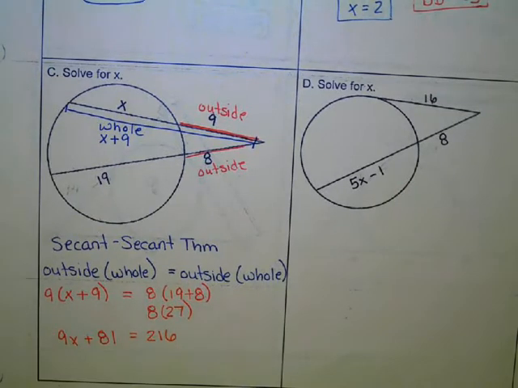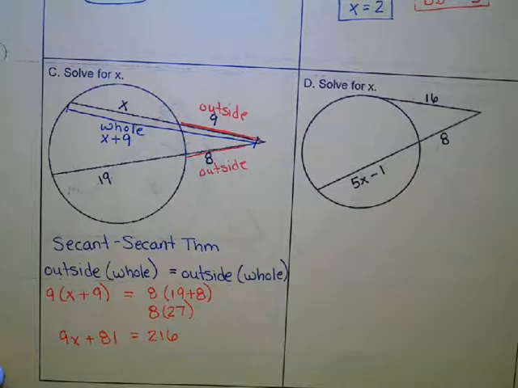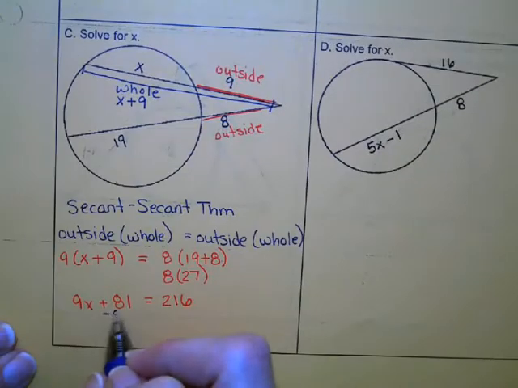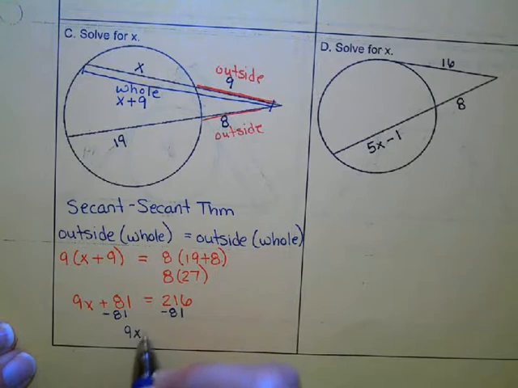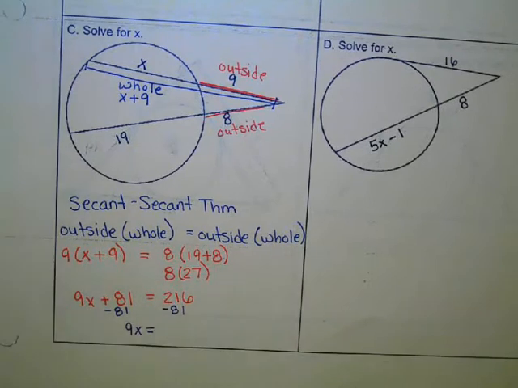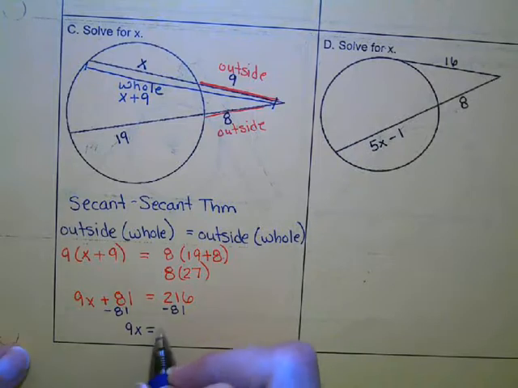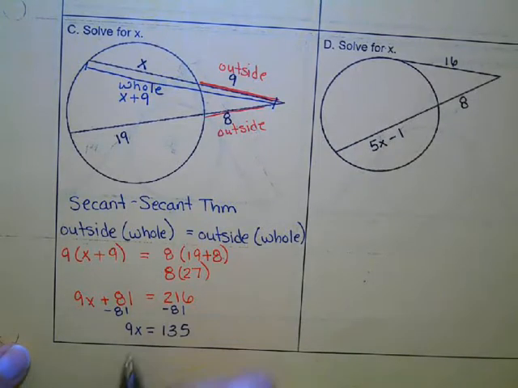Now we have to solve. We'll subtract 81 to the other side. So 216 minus 81 is 135. And then divide by 9. And I get 15.